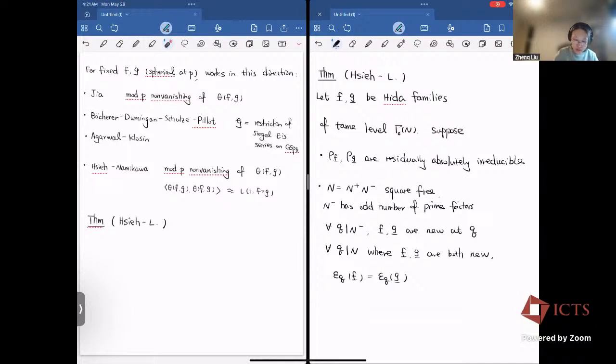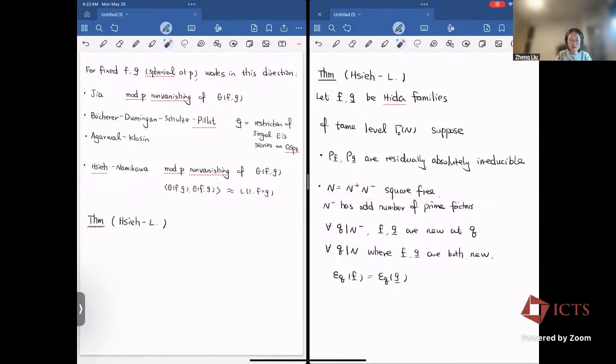So given these two families F and G of tame level Γ0(N), I will suppose some conditions. I will suppose that their residual representations are absolutely irreducible. I can write the level as N+ times N−, where the N− part has an odd number of prime factors. And for any prime dividing N−, both F and G are new at this Q. And also I want to assume this level is square free.